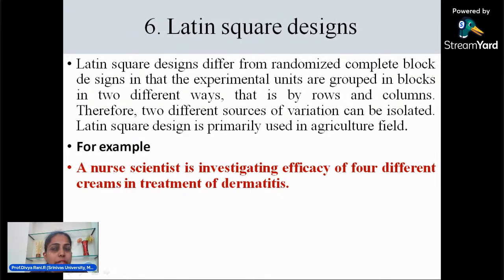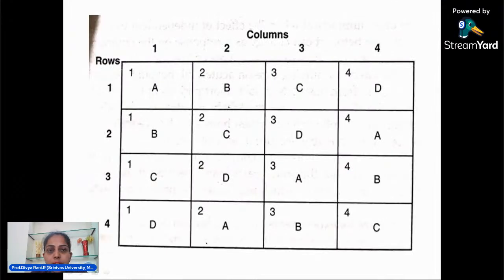So usually we don't use this particular technique much in the health field. We usually use it in the agricultural field. When you are doing research there, you use this technique. Now for example, if you want to examine the efficiency of 4 different types of creams in the treatment of dermatitis. Next slide, please.